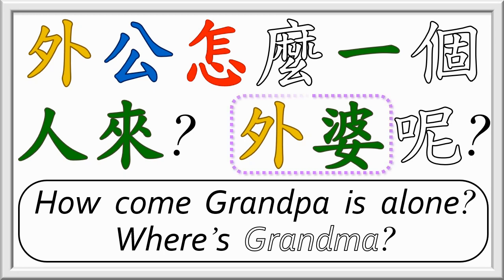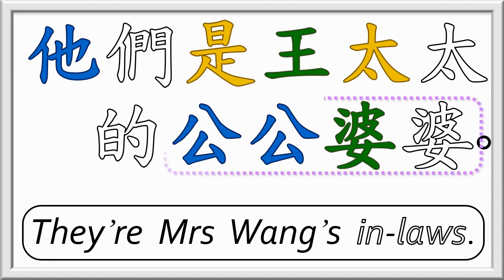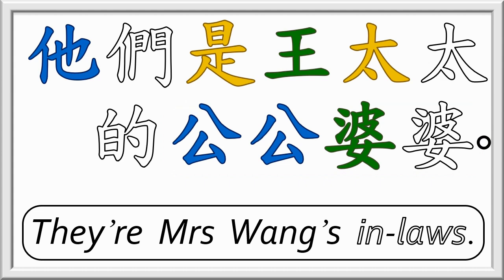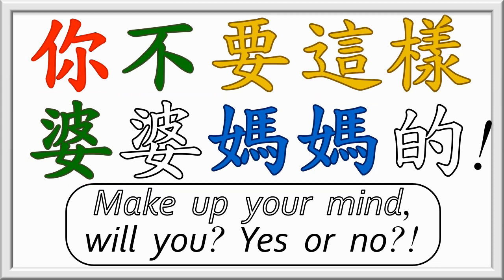外公怎么一个人来? 外婆呢? How come Grandpa is alone? Where's Grandma? 她是王太太的公公婆婆. They're Mrs. Wang's mother and father-in-law. The phrase 婆婆妈妈的 is often used to describe someone who can't make up their mind, is womanishly fussy, or even over-sentimental. The opposite of straightforward and frank. 你不要这么婆婆妈妈的.